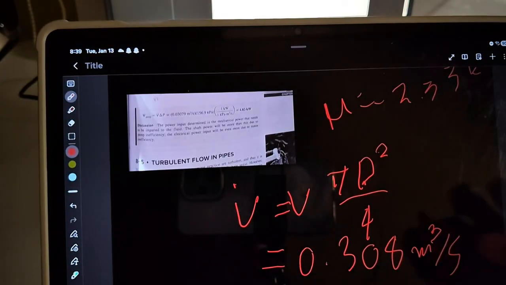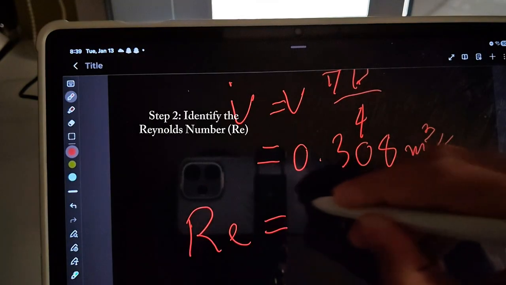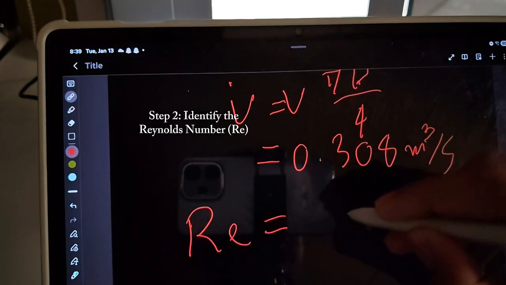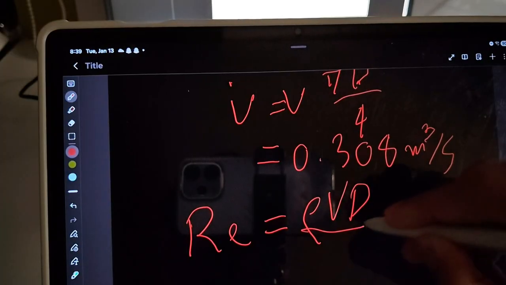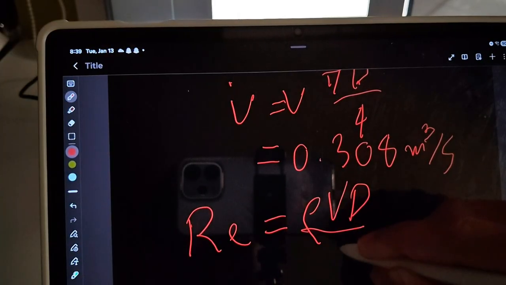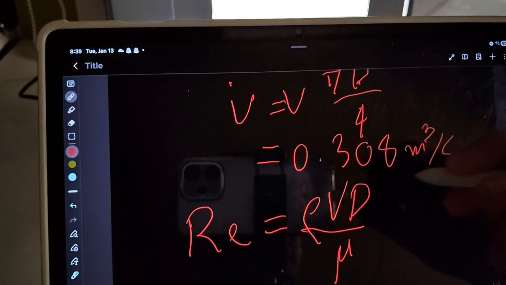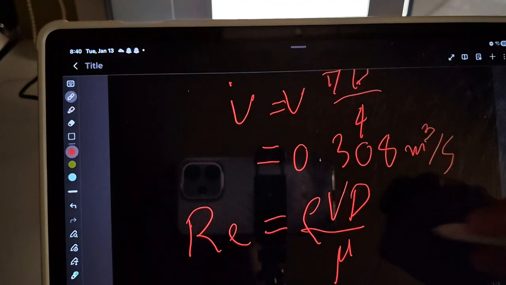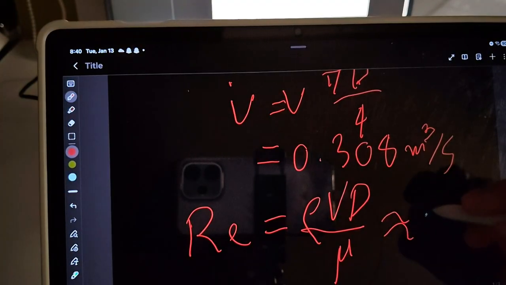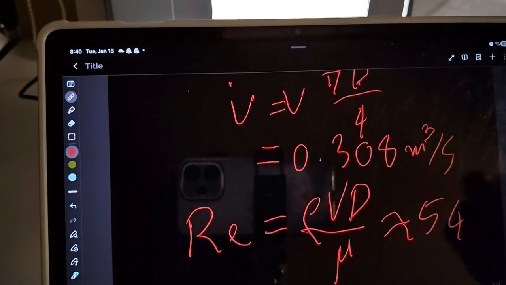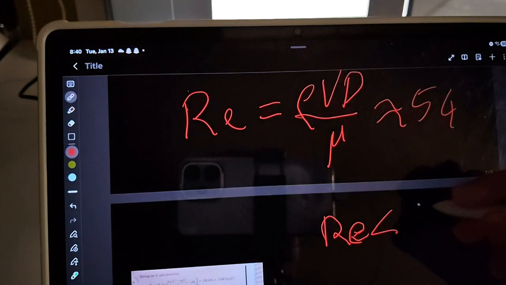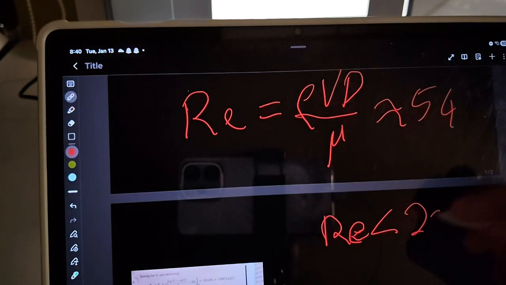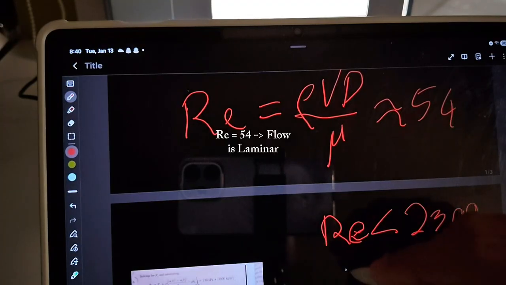And next, we identify the Reynolds number. The Reynolds equation is rho V D over dynamic viscosity. So we will get 54. Since this value is much less than 2300, the flow is laminar.